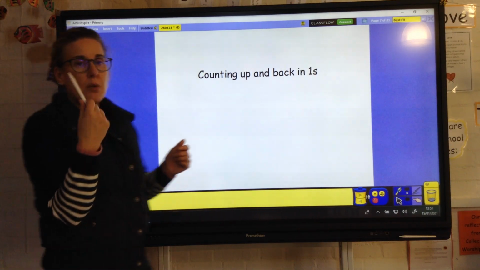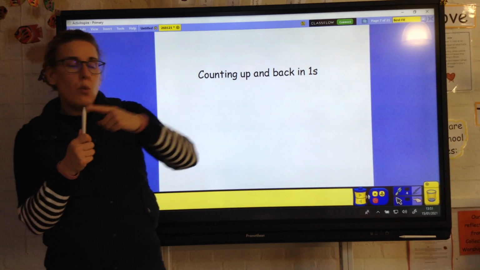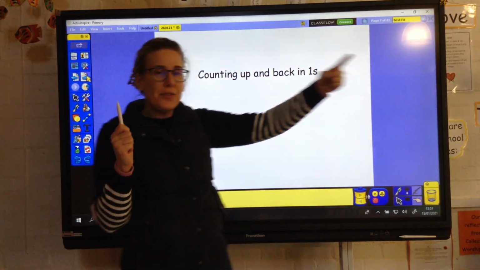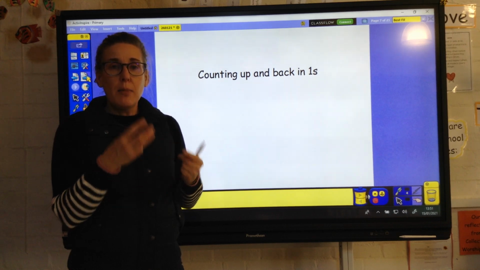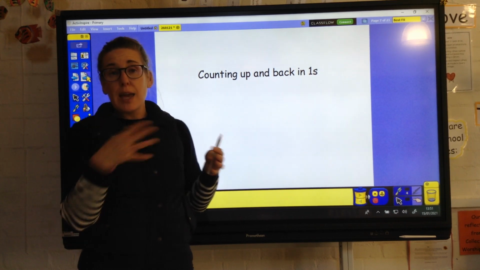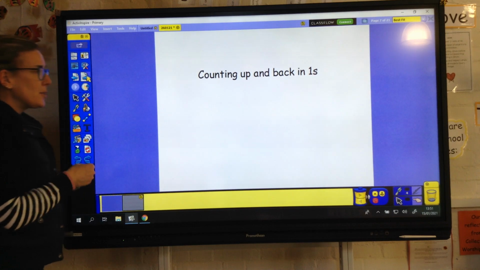Counting up and back in 1s, so count all the way up from 1 to 100 and then see if you can count back, and then you might want to play, if somebody's free, the I say 3, you say 3 game, so that you're having a little practice at doing some of the numbers out of order.